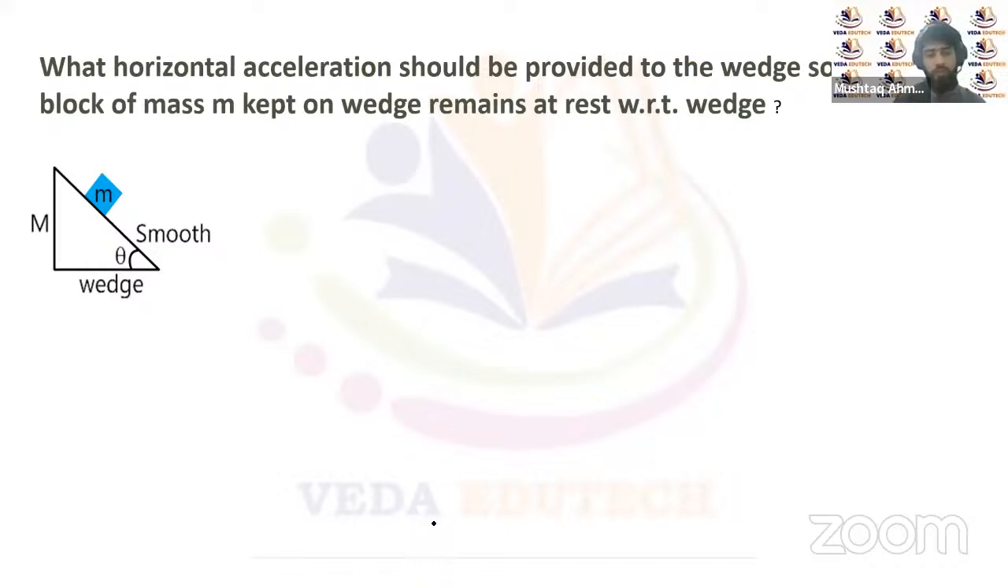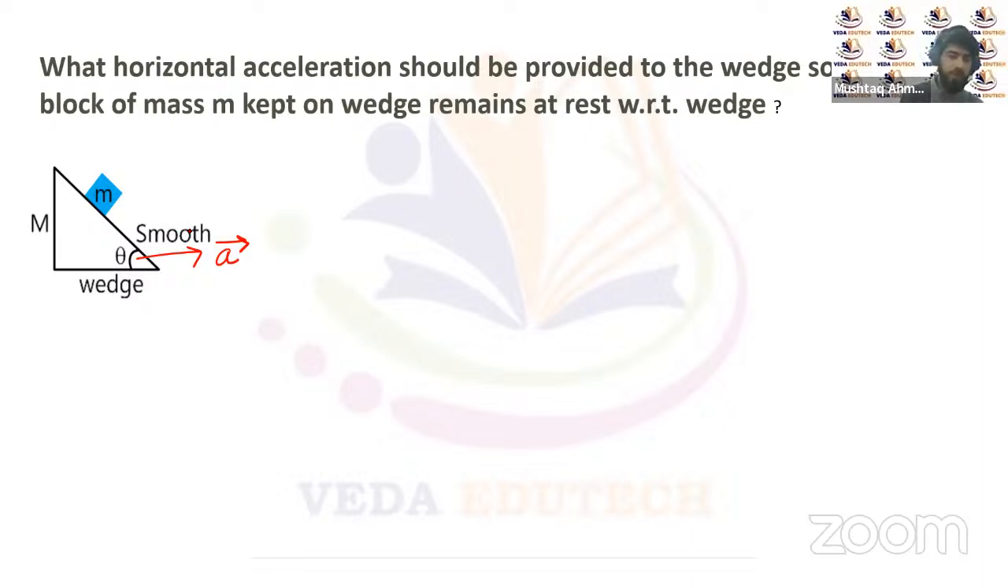Now for a similar question, we have a block placed on an inclined plane, on a wedge. And this block slides down the wedge, but the wedge is accelerating in the horizontal direction with an acceleration given as a. A is the horizontal acceleration for this system, and we have to find a condition so that this block remains at rest with respect to the wedge.